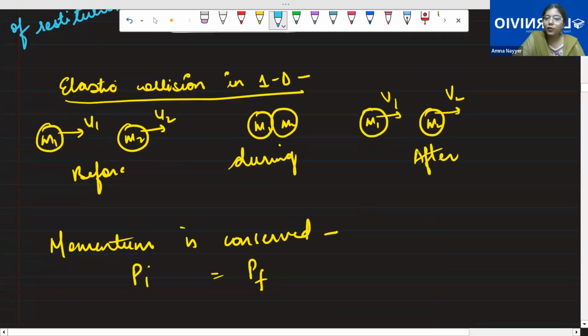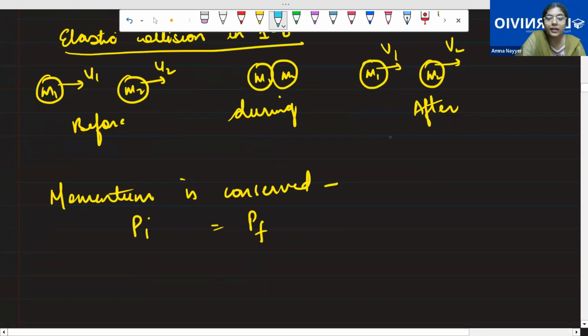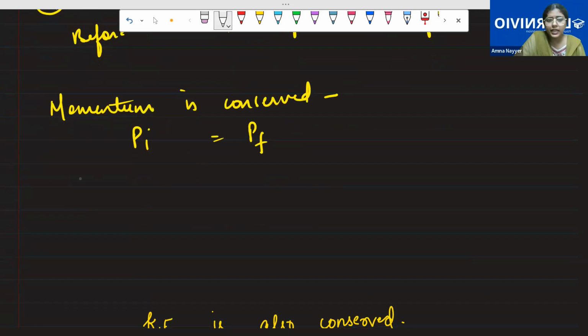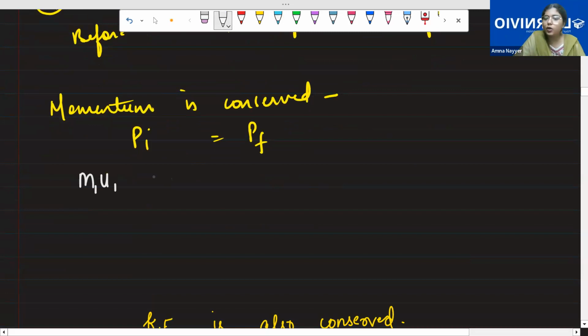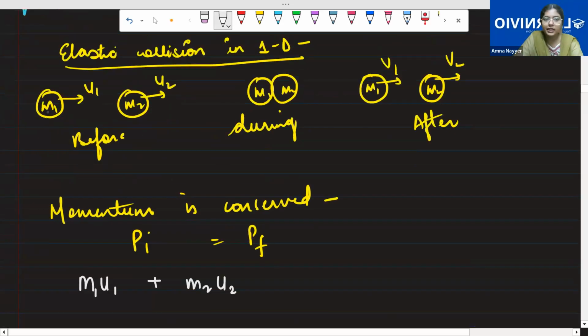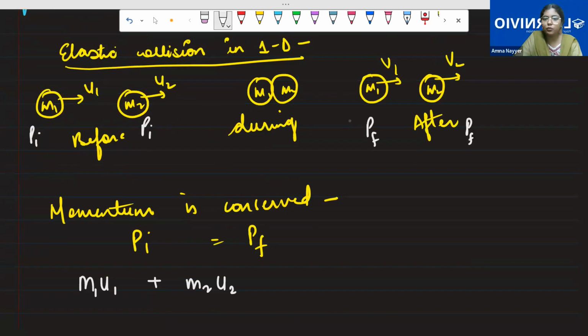So let's discuss the elastic collision in 1D. So before, during and after, momentum is conserved. So we'll write the initial momentum equal to the final momentum. Initial momentum means first body, its initial velocity, plus second body, its initial velocity. Then its final momentum, its final momentum.